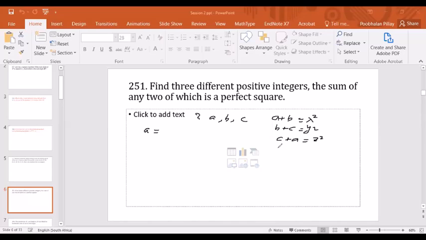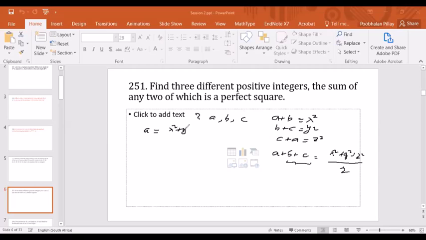If you add these three up, you get 2A plus 2B plus 2C. Right? Now, if you add them, you get x squared plus y squared plus z squared. That is 2A plus 2B plus 2C. So that's 2 times A plus B plus C. So A plus B plus C is x squared plus y squared plus z squared divided by 2. Right? So if you want A, you simply subtract B plus C from it. You see? It's a very nice trick.